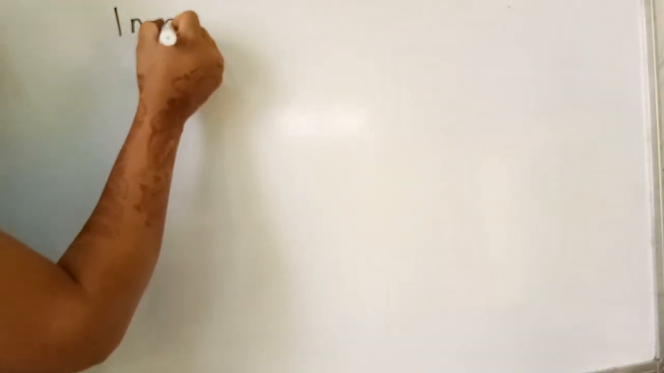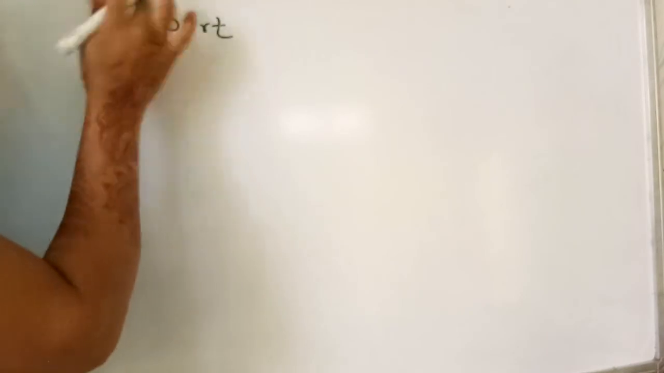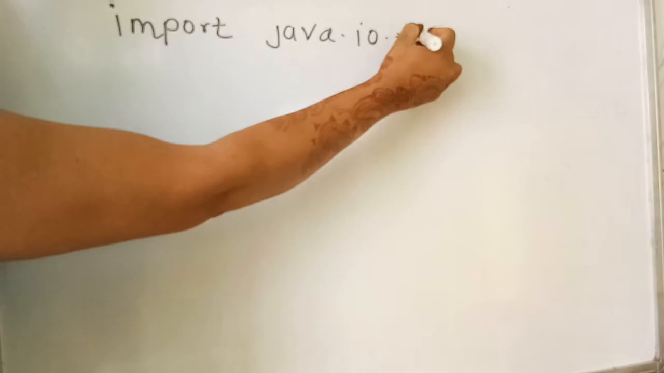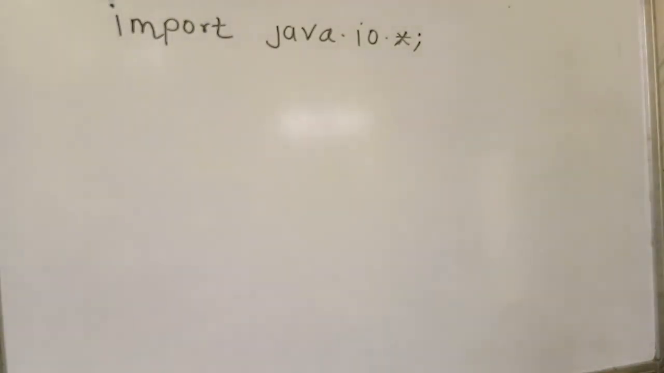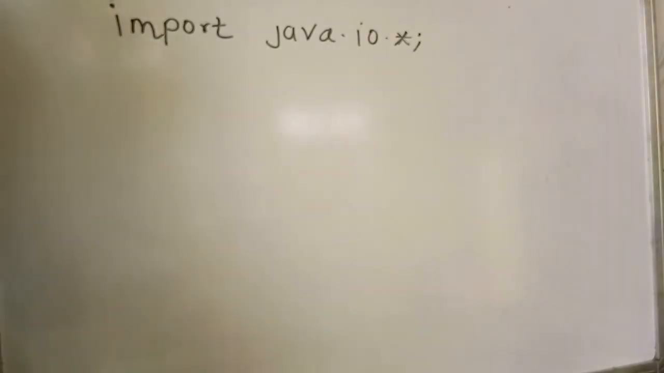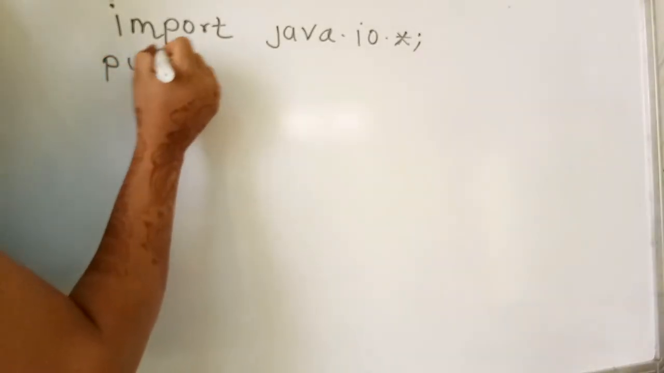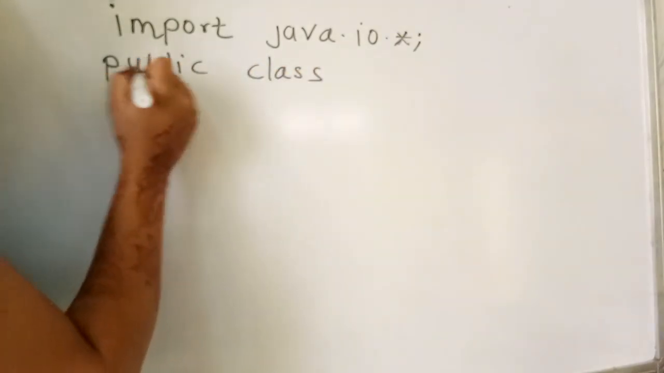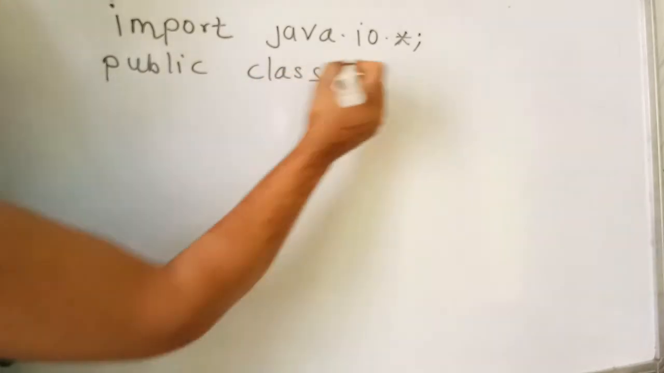So we all know that any Java program will start with the package, that is the import java.io.*. Okay, so this is our first starting point. Now we will create one suitable name for the class, that is class Count. For example, public, we all know that public has all the permissions, so we are declaring it as public class Count.